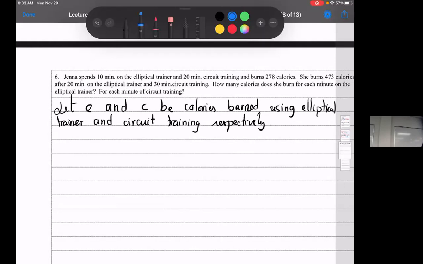So we have two scenarios here, two different times she spent on the elliptical versus the circuit training, and two different calories being burned. So see, 10 minutes on the elliptical and 20 minutes on the circuit training, she burned 278. So it's going to be the definition of E and C. E and C is the calories burned for each minute. Let me put it in yellow here. For each minute. It's more precise. For each minute, you burn E for elliptical trainer and C for circuit training.